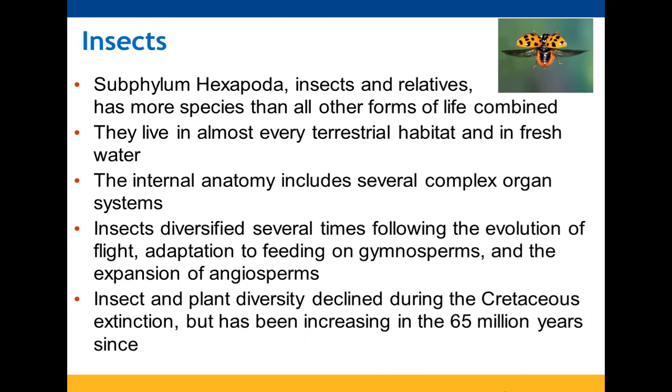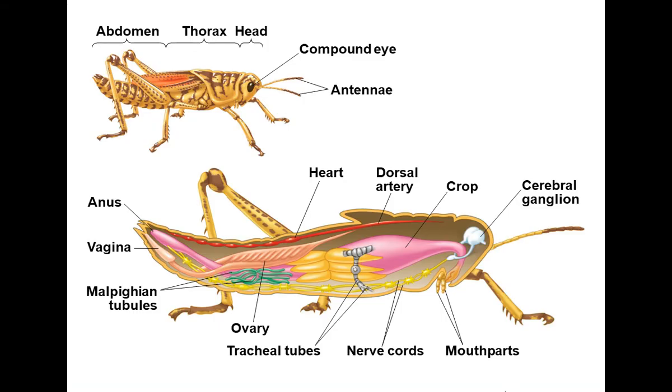Insects, hexapoda. This is the group that contains more species than pretty much all the other living forms combined. They live in pretty much any possible terrestrial habitat and in fresh water. They have complex organ systems. They diversified once flight evolved, being able to feed on gymnosperms and then angiosperms. Diversity decreased slightly during the Cretaceous extinction, but has been increasing ever since.